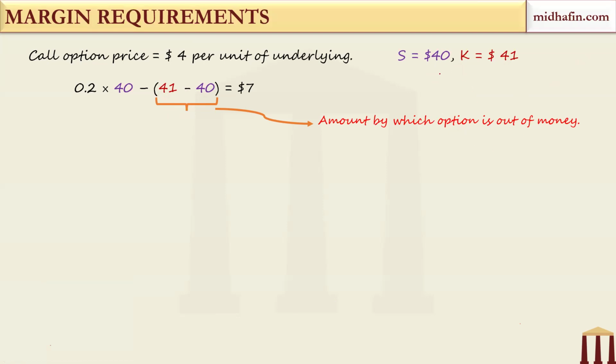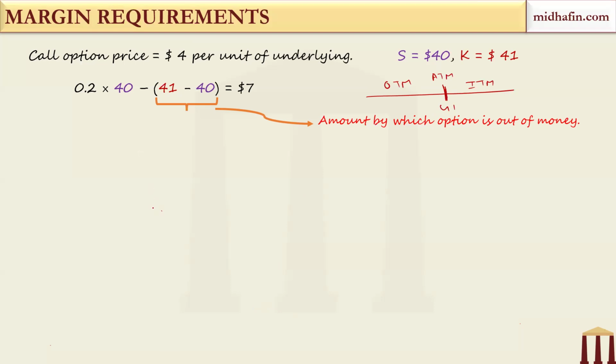Suppose this is S is equal to 40. So if S is less than 41, which is the strike price, this zone is out of the money. So right now the option is out of the money. If S is equal to K, then it will become at the money. And in this case, it will become in the money. Okay, so this is $7.